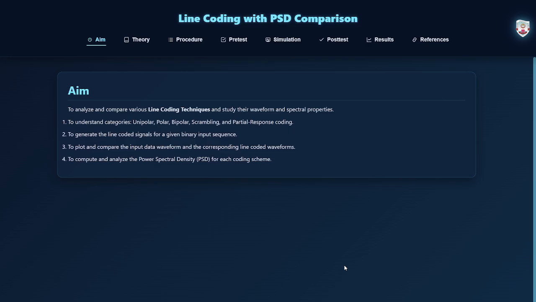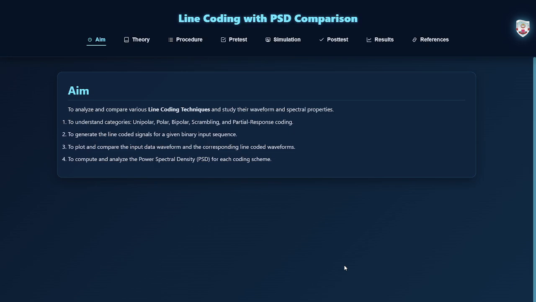In this video, I will be presenting my project titled Line Coding Virtual Lab with PSD Comparison. This virtual lab helps students understand how digital data is represented and transmitted using different line coding techniques and how these signals behave in both the time domain and frequency domain. Now let us begin with the experiment.